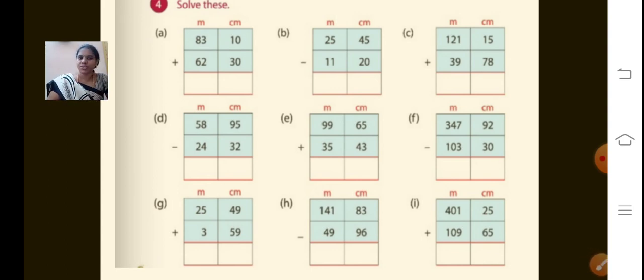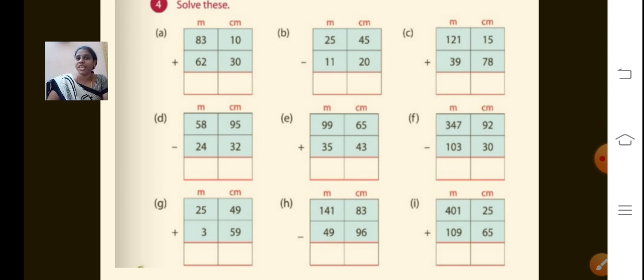So G sum, you do as homework. Remaining sums we'll do in the next class, children. Today we saw how to get the exact length. Before, we used body parts to measure length, isn't it? To get the exact length, we use a measuring tape or ruler. Centimeter is used to measure smaller lengths, and meter is used to measure bigger lengths. How do we write centimeter in short? cm, and meter m in short.